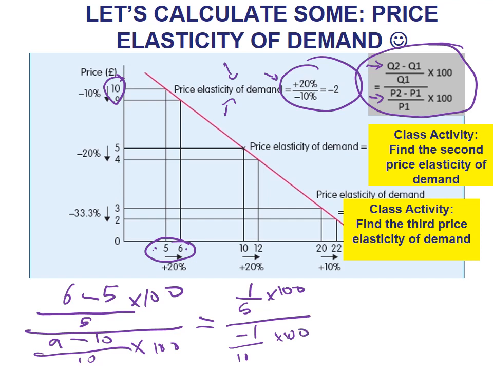1 over 5 times 100, that's 20. So that goes to 20% over there, the one you have up here, divided by minus 1 over 10 times 100, that's minus 10. That's our minus 10 that's over here. And then the price elasticity of demand will be minus 2. So price elasticity of demand for the first period is minus 2. That's how we get it over there.